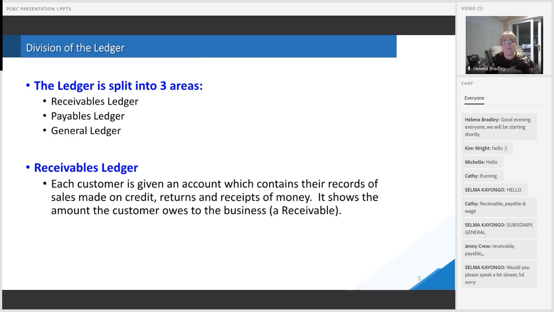For a company you work for, that ledger is probably looked after by a function called credit control, accounts receivable, or even a sales ledger team. The idea of the receivables ledger is to make sure that at any point in time, you as a business know what customer owes you what.